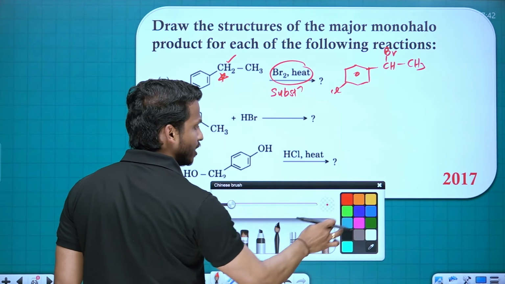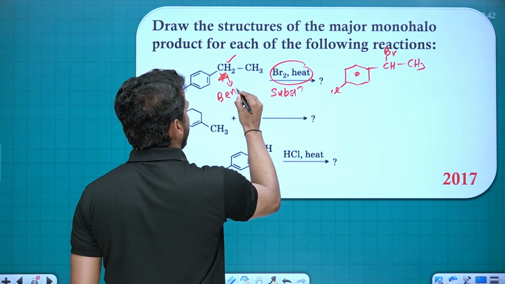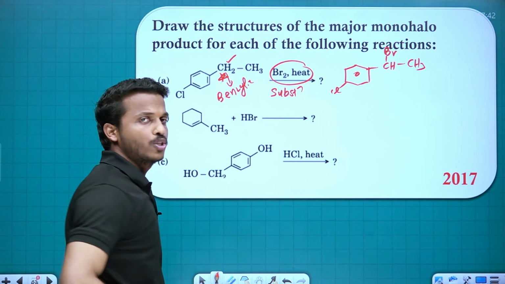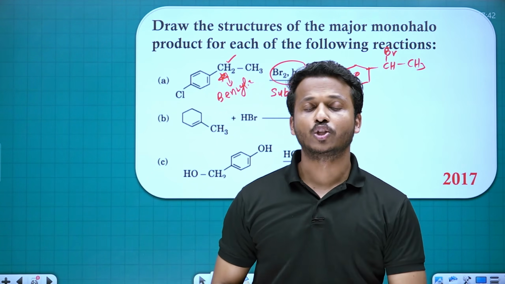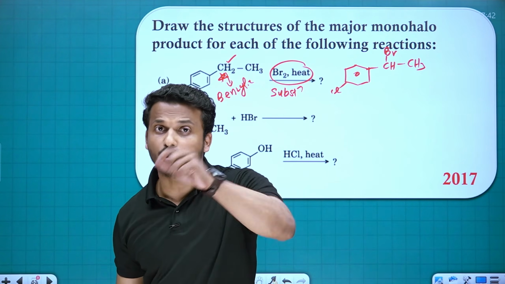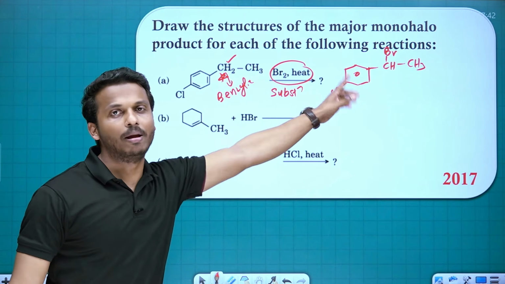Why is that position important? Because that position is the benzylic position. Benzylic free radicals are more stable due to resonance. So try as much as possible to remove the hydrogen from the benzene-connected carbon. So that will be the major product.